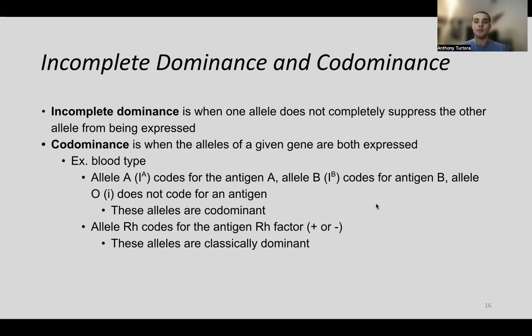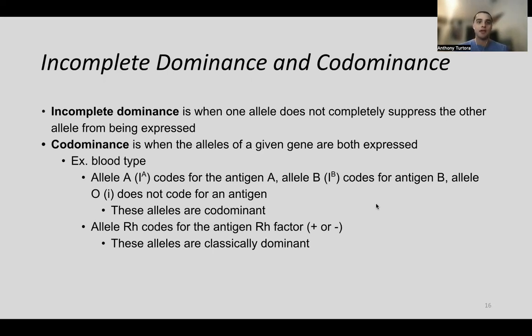So an example of this is between white roses and red roses. When they mate, you can get a pink rose when you get the heterozygous version. This is because the red and the white aren't completely dominant and they don't completely suppress each other.